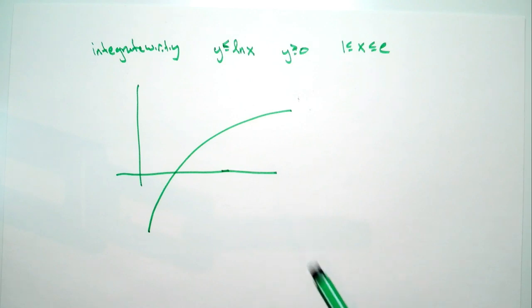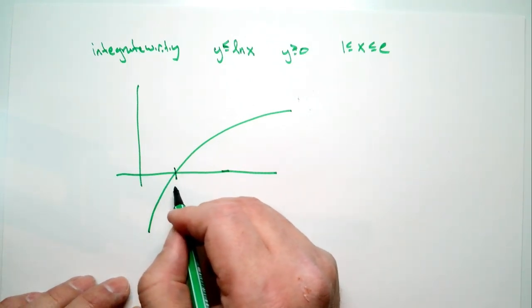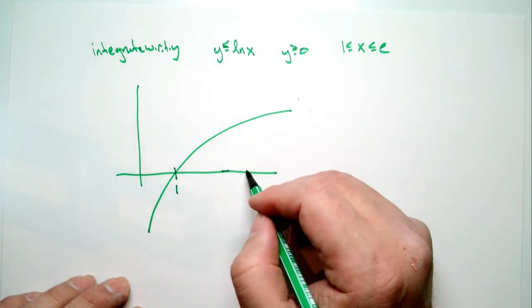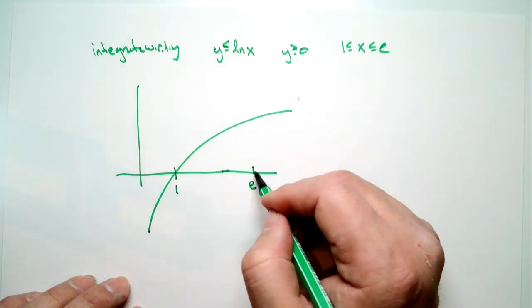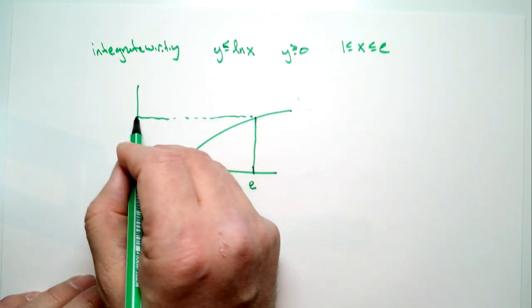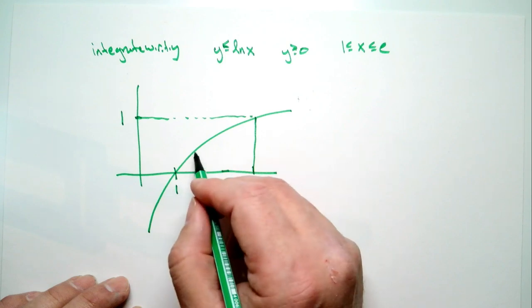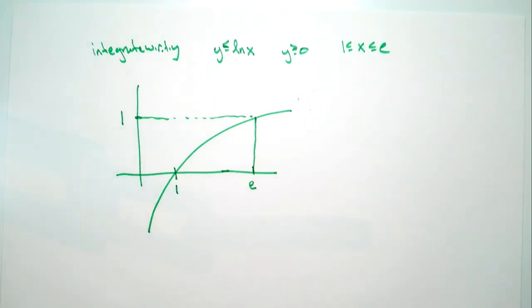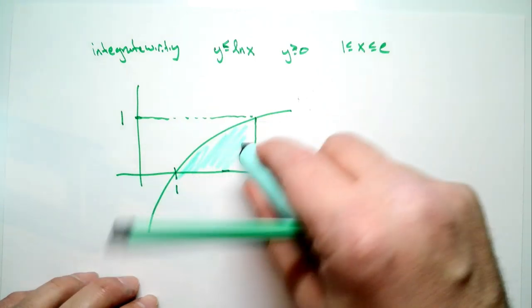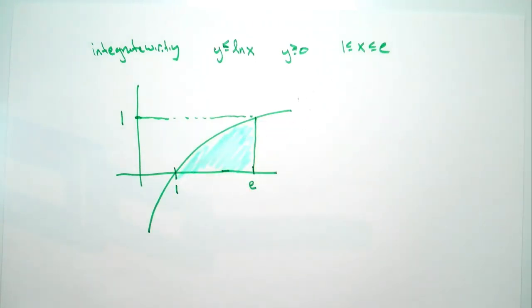Now, natural log of 1, do you remember what that is? Yeah, it's 0. So 1 is where we cross. And then we come up here over to e. Now, it turns out that natural log of e is a nice number. It's 1. So this is our region that we want to integrate. So we say, all right, so cool, let's integrate that.